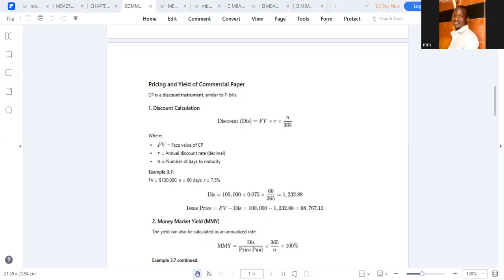Suppose we are given a CP with a face value of 100,000, maturing in 60 days with a rate of 7.5%. Calculate the issue price of the CP. Like I said, a CP can be issued as a discount instrument that is similar to a treasury bill.